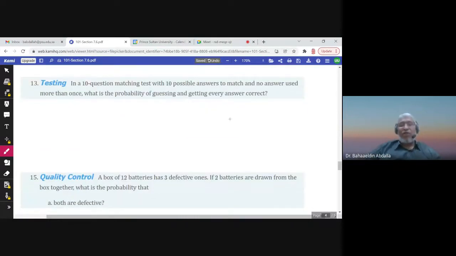In a 10 question matching test with 10 possible answers, so 10 questions and 10 answers to match. No answer used more than once. So if you pick this answer, you cannot use it again. What is the probability of guessing and getting every answer correct? So guessing and getting every answer correct, let us call it E, and let us find the probability of E.